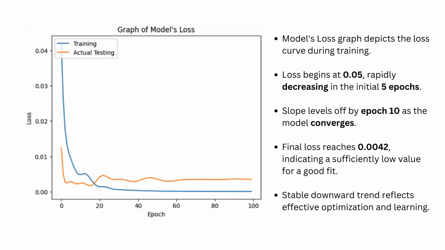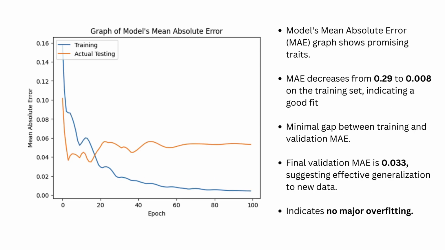The model loss graph describes a loss curve throughout training, starting at approximately 0.05 and decreasing rapidly in the initial 5 epochs, indicating a well-tuned initial learning rate. By epoch 10, the slope levels off as the model converges, reaching a final loss of 0.0042, which is a sufficiently low value for a good fit. The smooth and consistent downward trend illustrates effective optimization and learning.